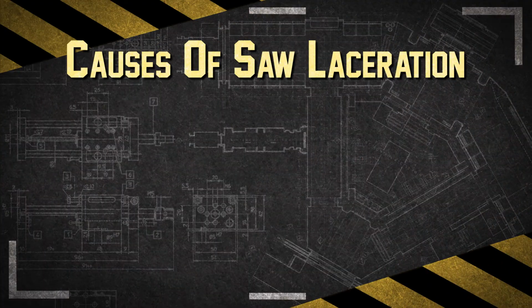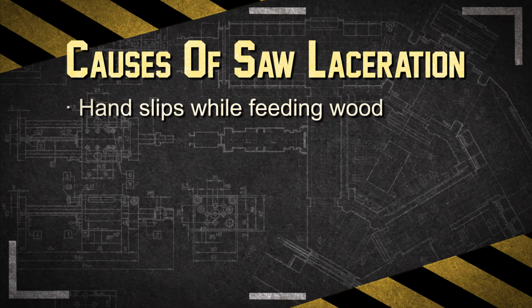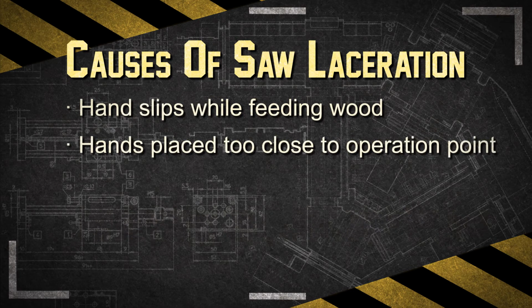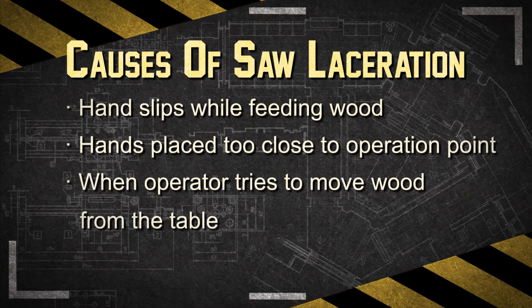These injuries can occur when the hand slips while feeding wood into the saw, hands and fingers are placed too close to the point of operation while cutting, or when the operator attempts to move or remove finished or scrap pieces of wood from the table.